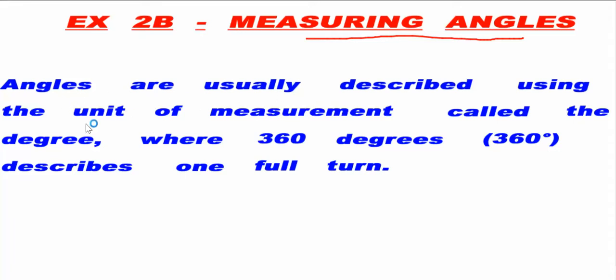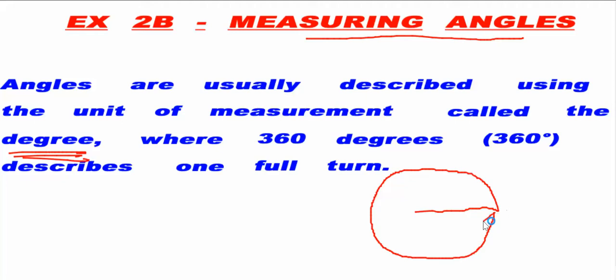Angles are usually described using a unit of measurement called the degree, where 360 degrees describes a full turn. If we had this line and we spun that line all the way around, back to the start in a proper, complete, accurate circle, that would be 360 degrees. Revolution is another name for it.